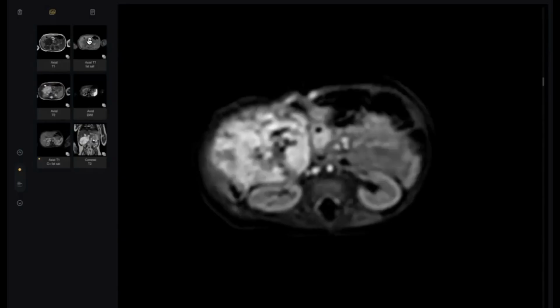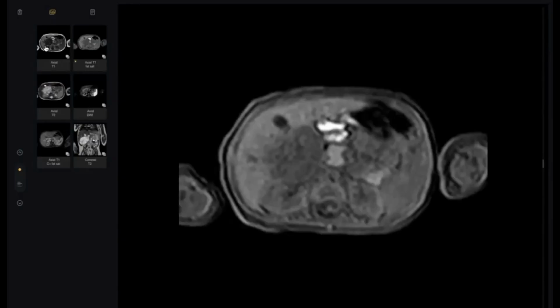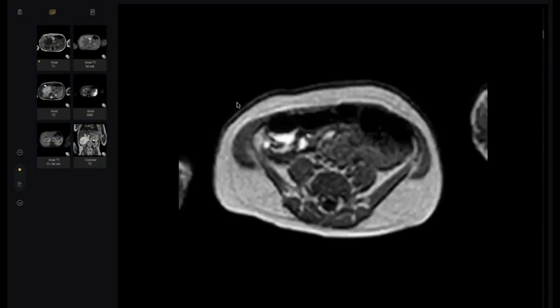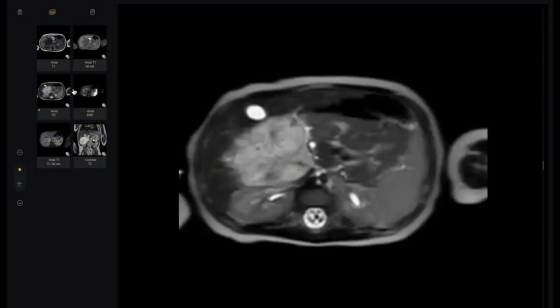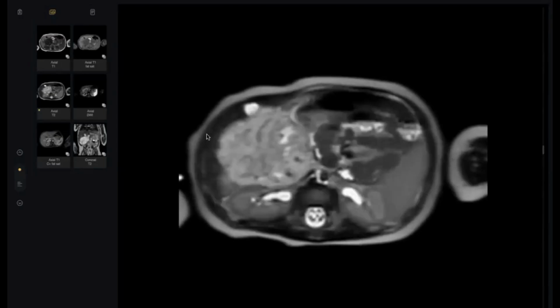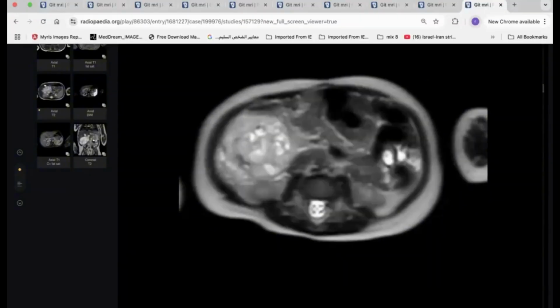Thank you, doctor. Take care, my colleagues, of these signal voids. Very important. Where is T2? This one, signal voids. 1, 2, 3, 4. Okay, sir. Thank you, doctor, so much.